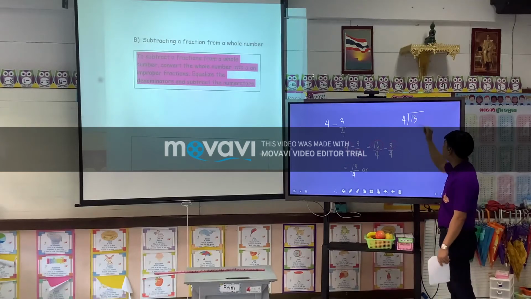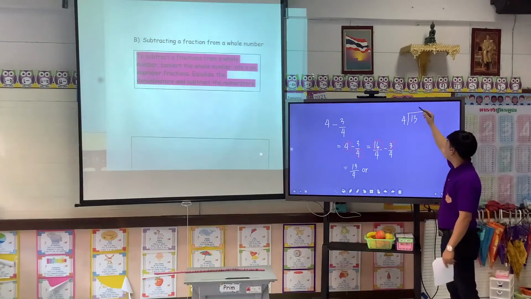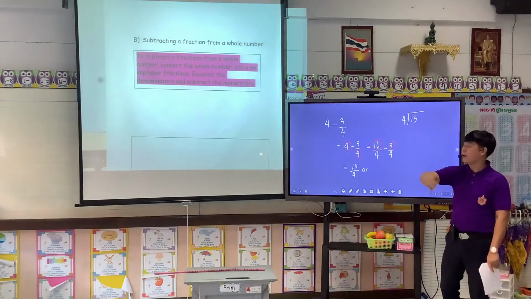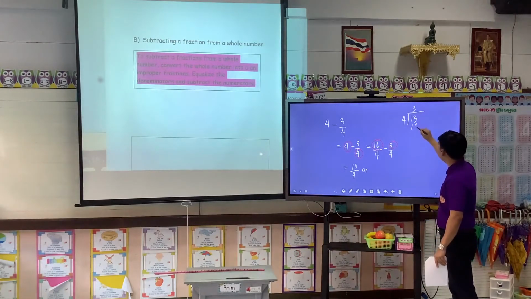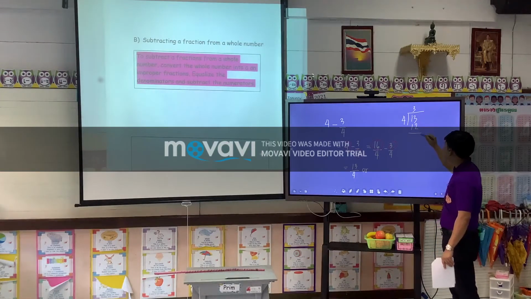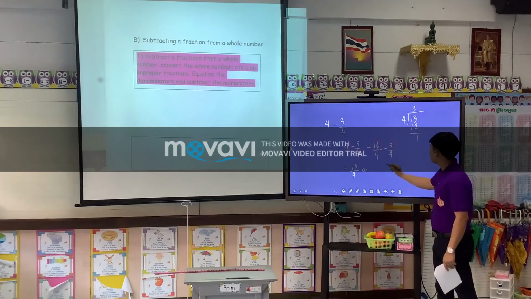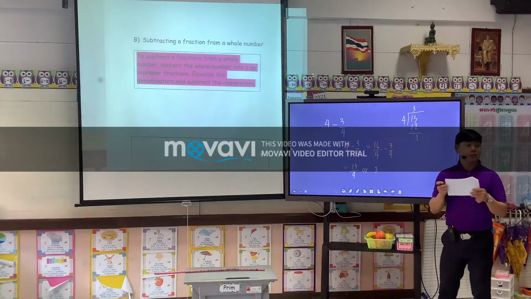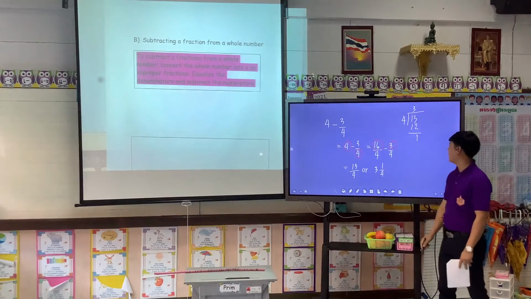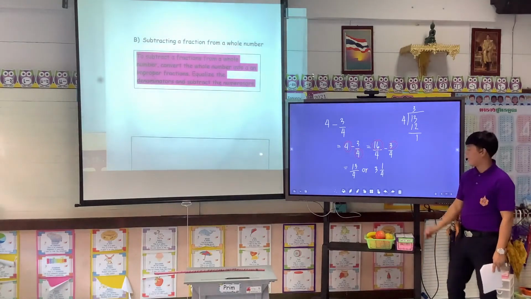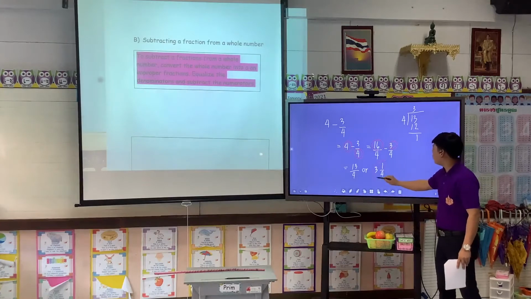What number can be divided into 13? 5? No, it is 3. 3 times 4 is 12. 13 minus 12 is 1. So the answer is 3 and 1/4. Do you understand? The answer is 3 and 1/4.